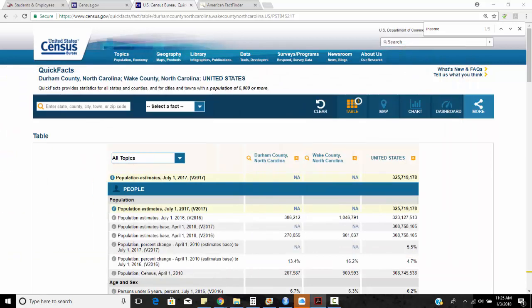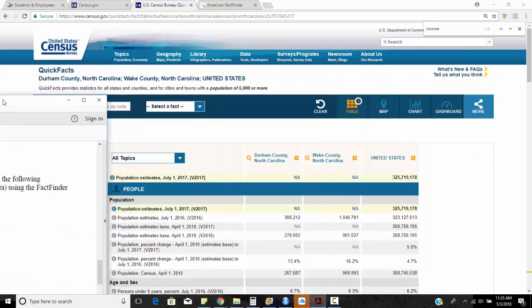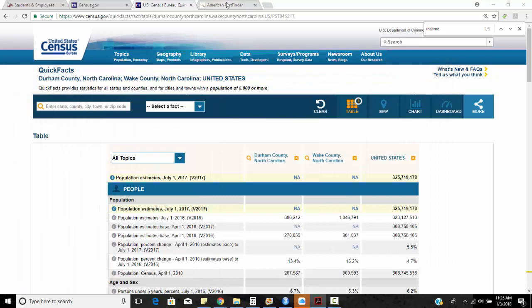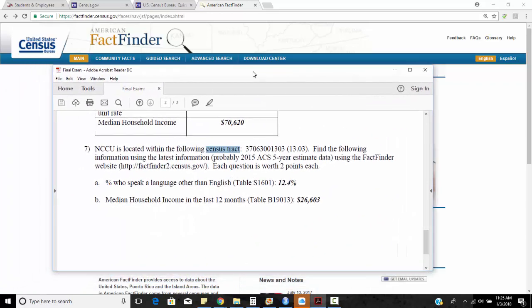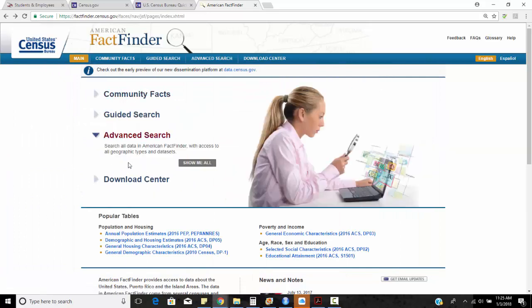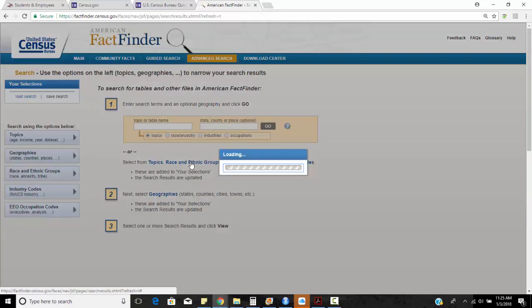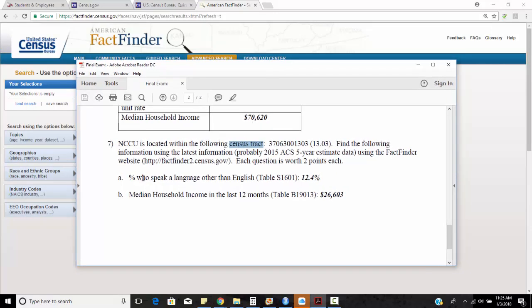What we're going to do here is it asks us to look up the latest information. We'll see what's available. Okay, so we're going to go to factfinder2.census.gov, and it's going to take us to this place here. We're going to click on Advanced Search and then Show Me All. And like we've done in previous exercises, what we're looking at for this particular census tract is to find the percentage of people who speak a language other than English. Okay, and this is the particular table that I referred to.